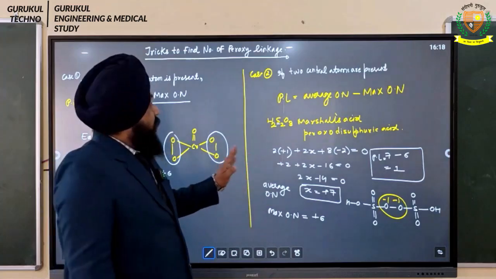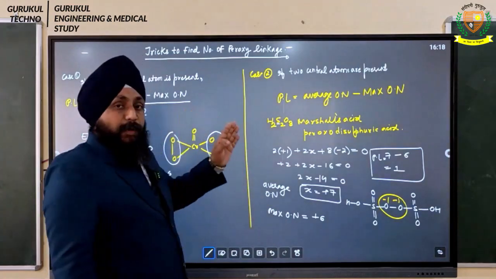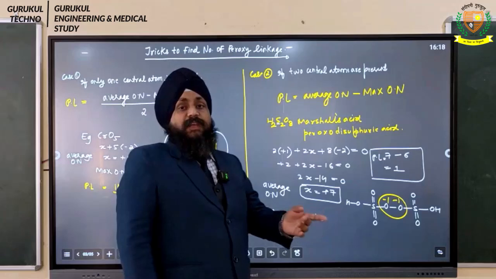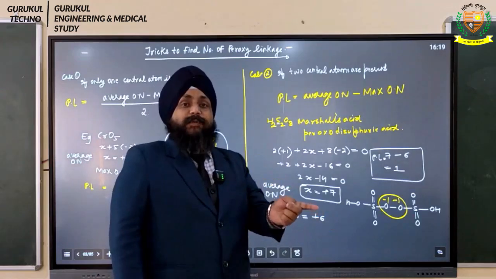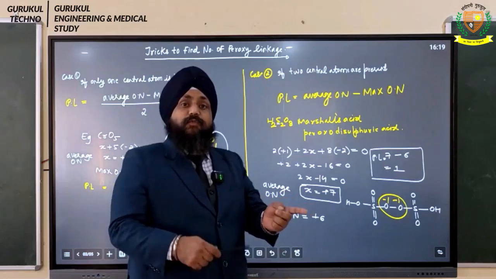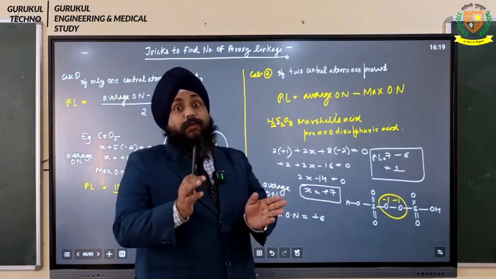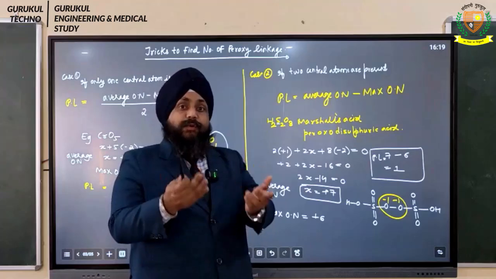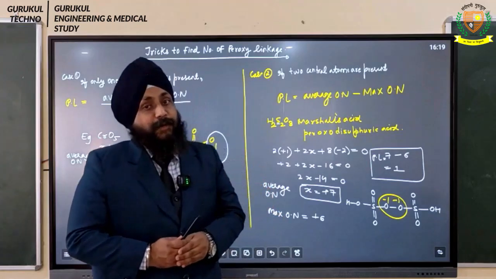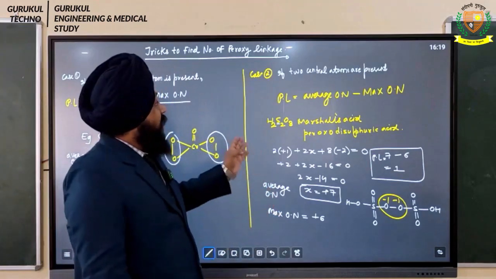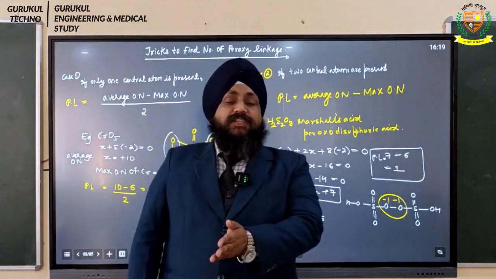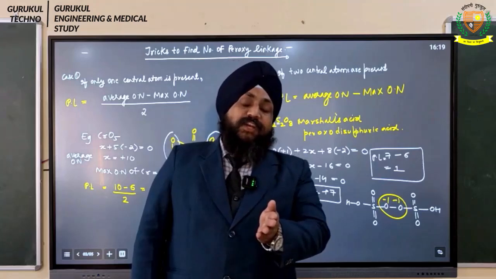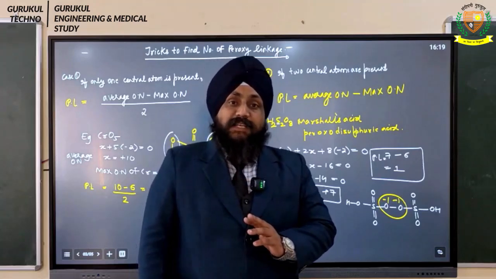So students, the trick to find out the number of peroxy linkage: if there is only one central atom, average minus maximum oxidation number divided by 2, you will get the number of peroxy linkage without knowing the structure. Even if you don't know the structure, you can find it out. And if there are two central atoms, you simply subtract the maximum oxidation number from the average and you will get the number of peroxy linkage.